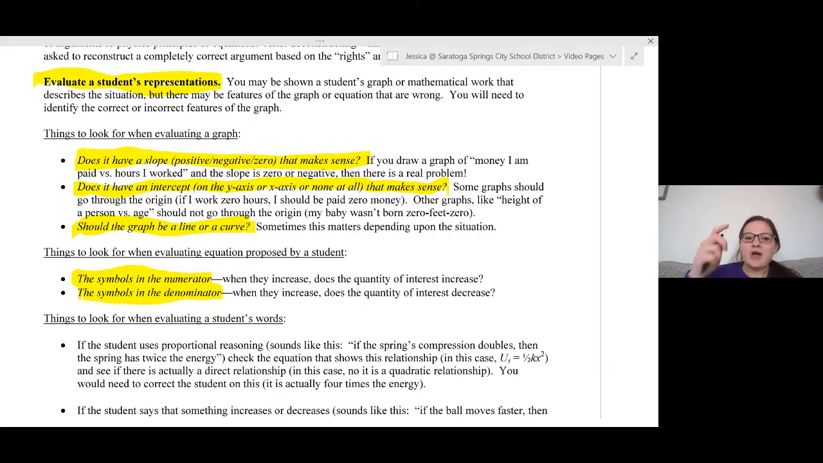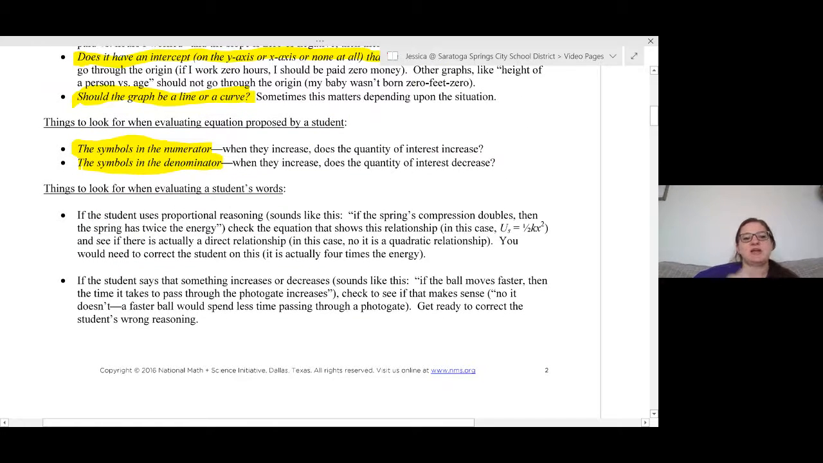Okay. When you're looking at a student's words, you want to think about whether the student uses proportional reasoning. So, if the spring doubles, then the spring has twice the energy. Those are those if-then statements. Check the equation. For that, the U_S, which I've written as PE_S, is 1/2 kx squared. That shows a relationship that spring potential energy is related not to x, not a direct relationship, but to x squared, which means if x doubles, spring potential energy should quadruple. So we need to see if there's actually that direct relationship, which in this case there isn't. That would be a good hint that the student is saying something incorrect.